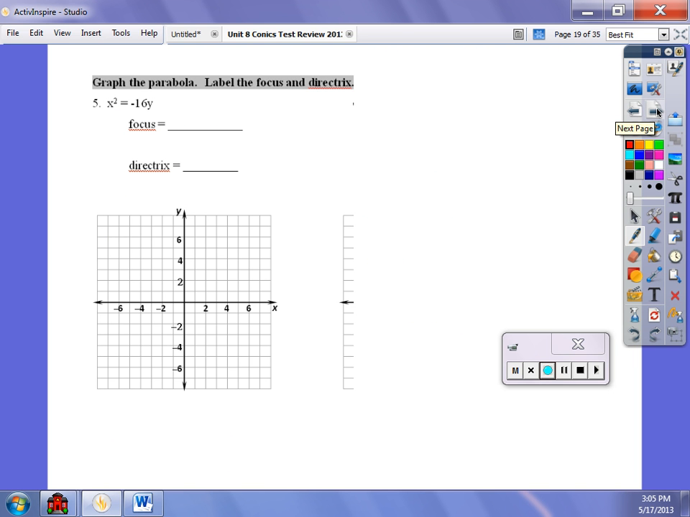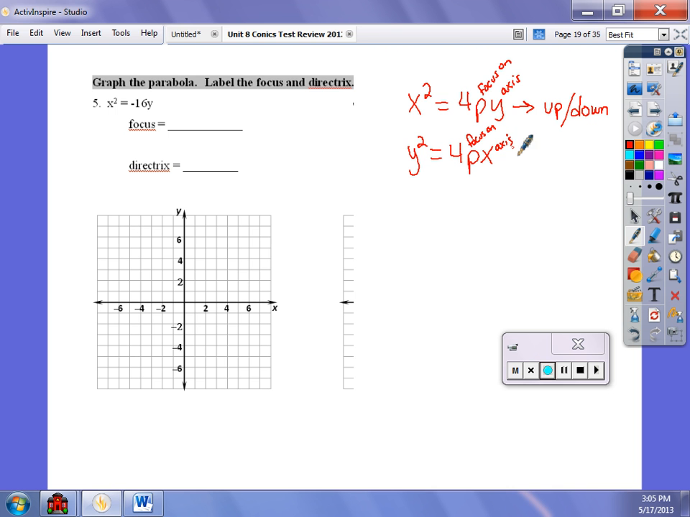Now we're moving on to parabolas. Parabolas have two basic formulas. We have x squared equals 4py, or y squared equals 4px. 4py is on the y-axis, so p is focus. So what this is saying is focus on y-axis. If the focus is on the y-axis, you're either going up or down. What the other one is saying is focus is on the x-axis, which means your picture is going to be going left or right.